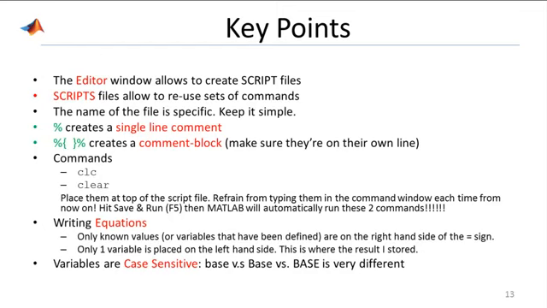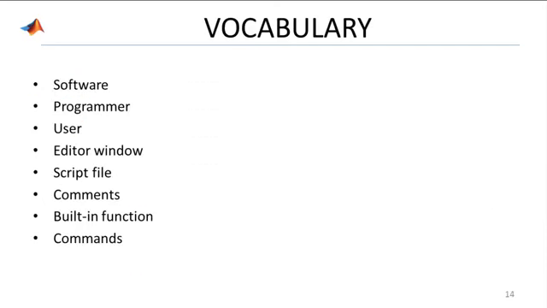Writing equations, only everything on the right side is known, whether they're variable or actual values. The 1/2 was an actual value, but side 1, side 2 were actually known. Variables are case sensitive. Base versus capital Base versus fully capital BASE is very different and would not allow your code to work. So keep all this in mind. As far as vocabulary, we learned software, programmer versus user, editor window, script file, and comments.